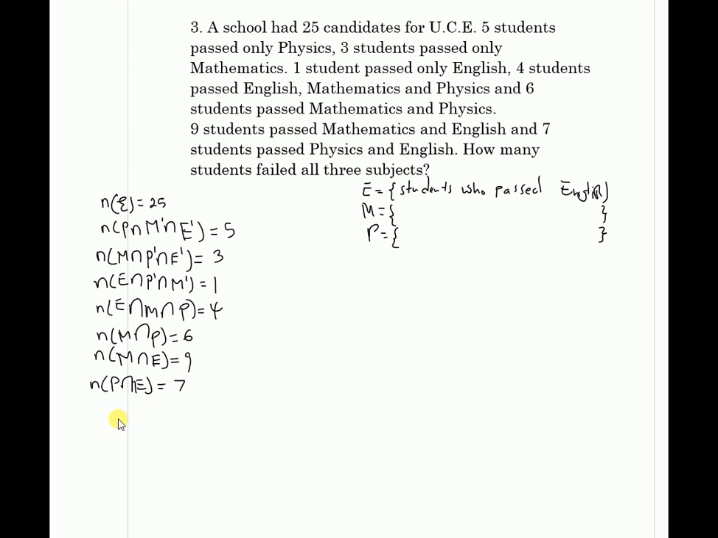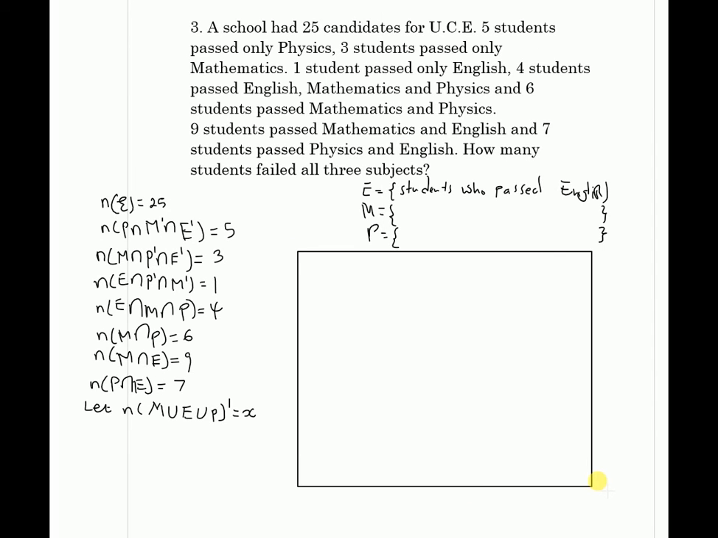How many failed all 3? Failing all 3 means that you are lying outside the union. So this one is the complement of M union E union P. Let it be equal to X. It is the one we are looking for. So what we are going to do, we shall use a Venn diagram. Let us draw a Venn diagram here.